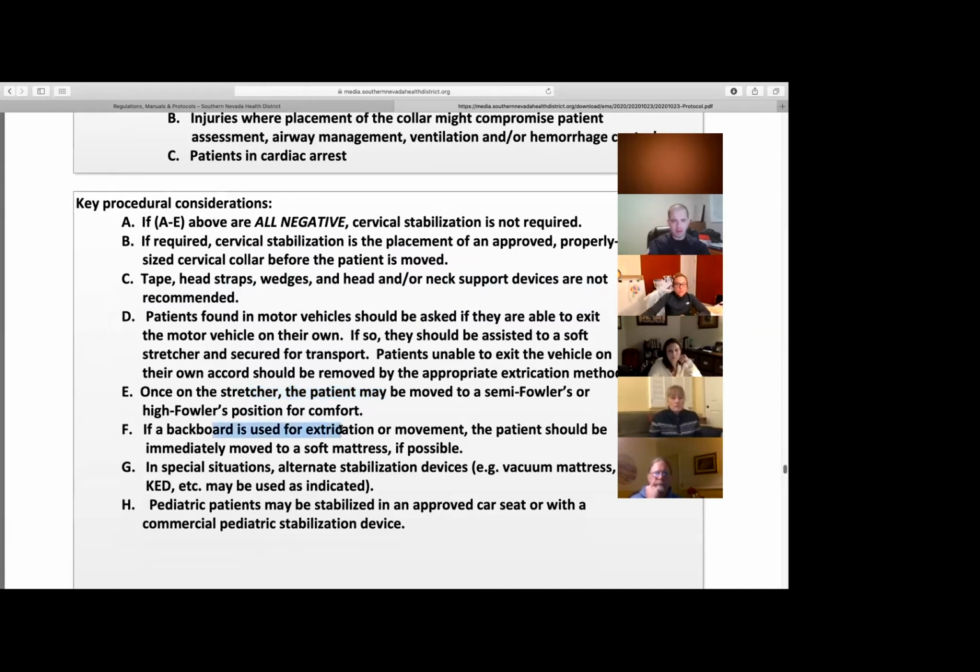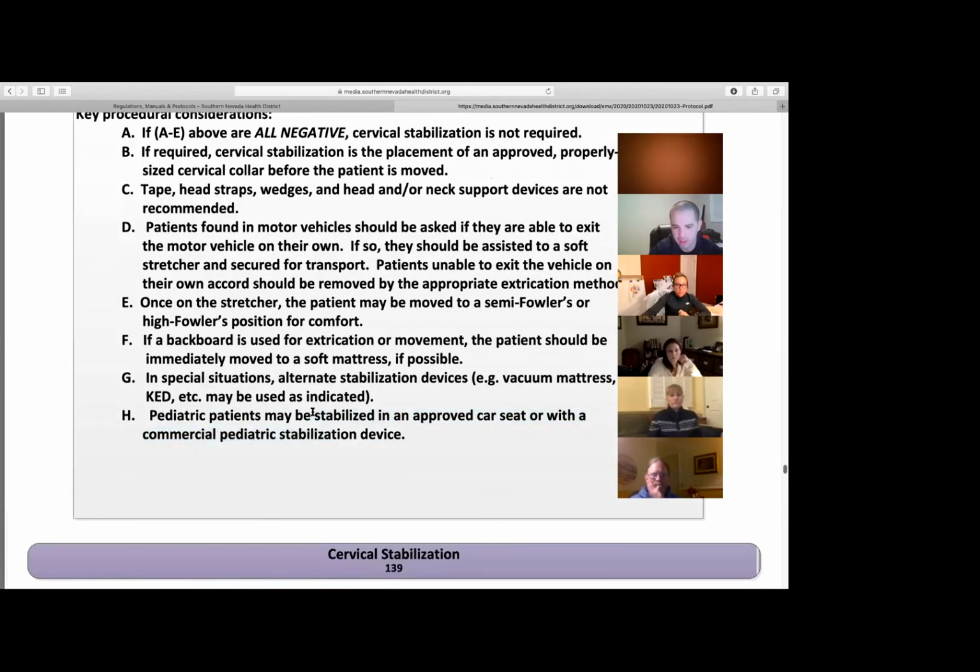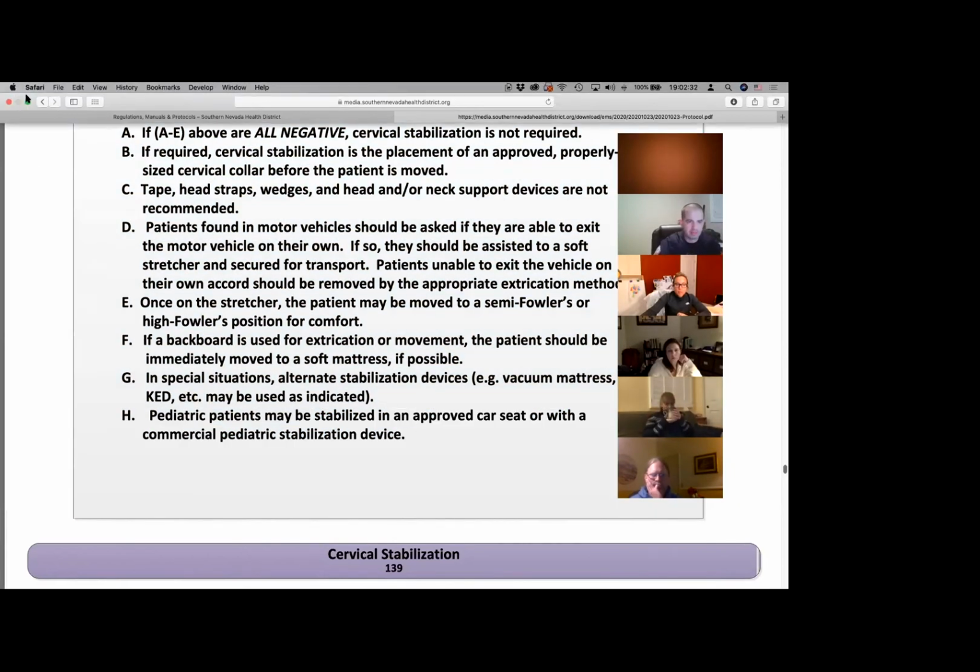And then if we do use a backboard, backboards are still really good, specifically to act as a spatula. I love to use the backboard to pick patients up, but as soon as we're able to get them off, we get them off of the backboard. And then sometimes you may have to use another stabilization device like a vacuum mattress or TED. And if it's a pediatric, we can place them in their car seat and stabilize them that way.